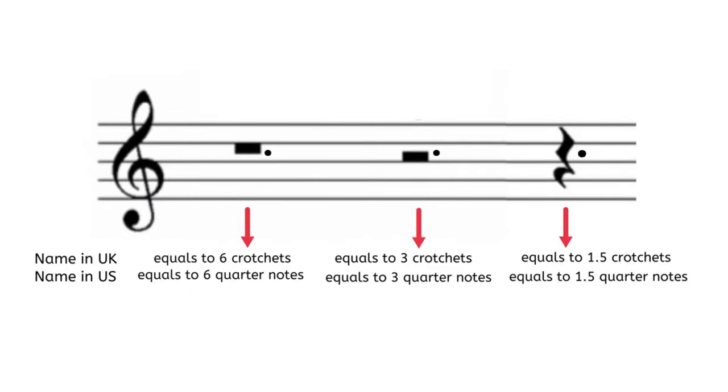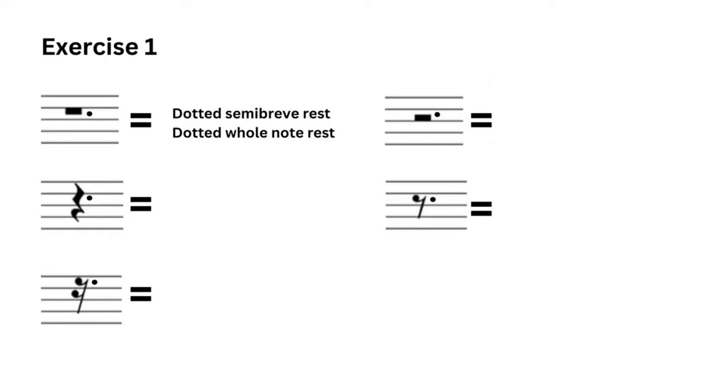The dotted rhythm applies to rests as well. For example, a dotted minim rest is worth 3 beats in 4/4 time. Now it's time to get some practice. There are 2 exercises below. You can check the answer after each exercise.